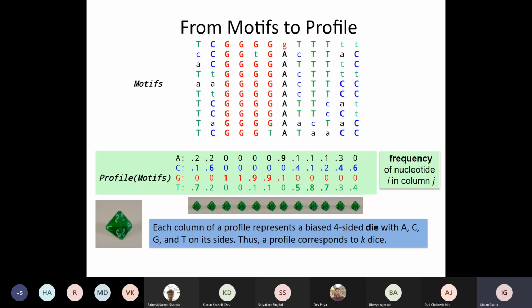So a profile essentially, if you are given motifs like this, a profile is all the motifs put together, and a profile out of these motifs gives you the frequency of each nucleotide at a specific location in this matrix of motifs. So there is something called a motif matrix. This represents a motif matrix where you are taking a k-mer from each DNA string. And from this motif matrix, you can make a profile, and a profile essentially captures the frequency of each nucleotide at each position in the profile matrix. Yes, sir. Understood.